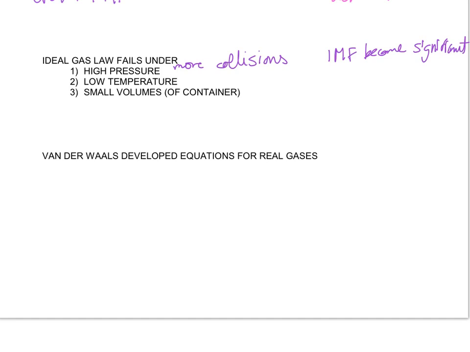Let's look at the next one, low temperatures. Low temperature has to do with the speed of the particles. So low temperature means slower particles.